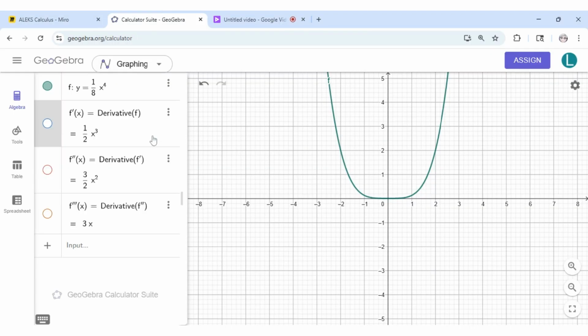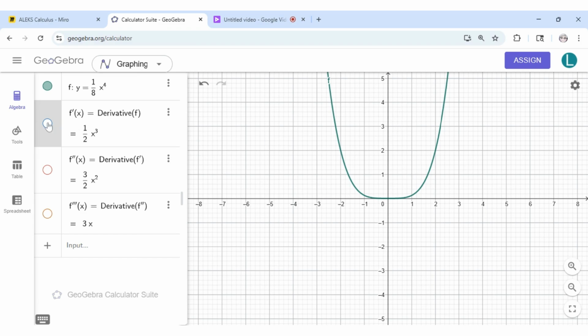There's a pretty neat thing in GeoGebra where you can take the derivative of a function. There's a command to do that. And what I've done here is I've started out with this function. This is x to the fourth. Well, actually, it's 1/8 times x to the fourth. So we've got a fourth degree function here.